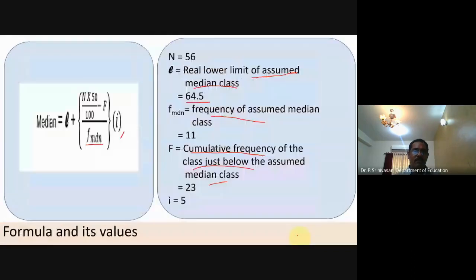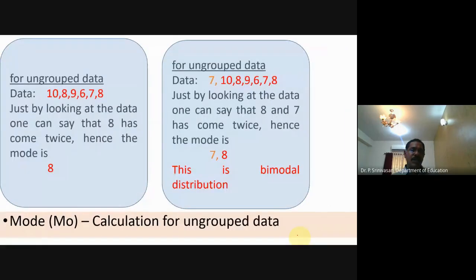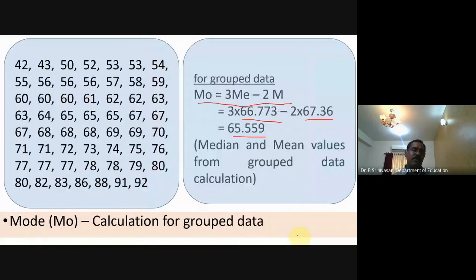So we have finished central tendency, the calculation of central tendency. This is the formula to calculate for grouped data, using a frequency distribution table. This is the formula. And the mode is very simple. Just physically you can see, or otherwise you can go for this formula: mode is equal to 3 median minus 2 mean. So that's how it is.